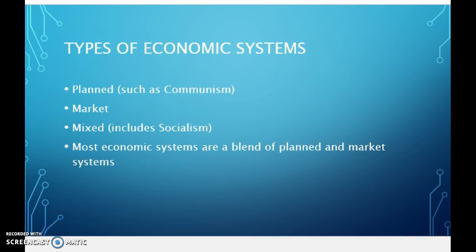Next, we will discuss the types of economic systems, as they each allocate the factors of production differently. While some governments control all factors of production, and some countries allow for the factors of production to be completely privately owned, the economic systems are usually a blend of the two different extremes.